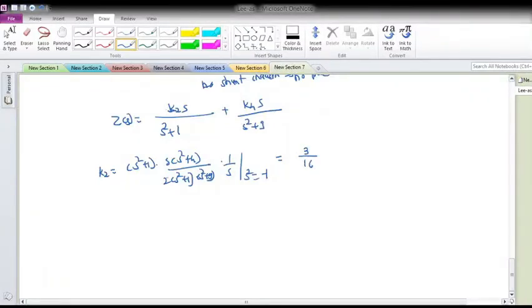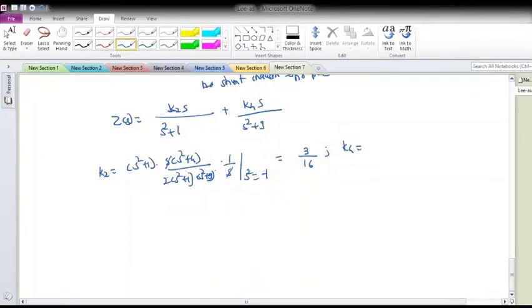Okay, s square is minus 1, so this s will vanish, and this will be 3 and this will be 8 into 2, that is 16. So 3 by 16 will be the value of k2.